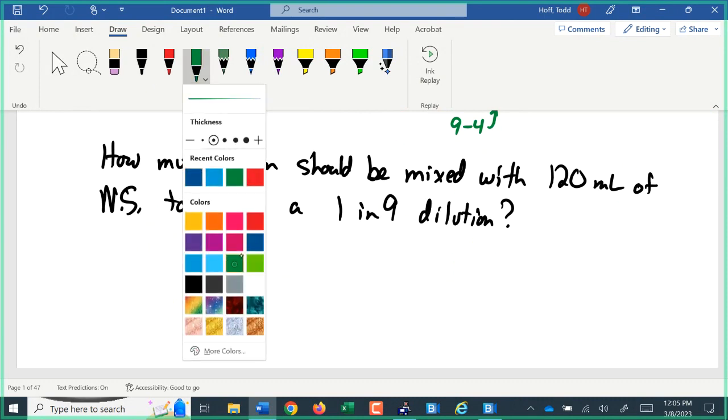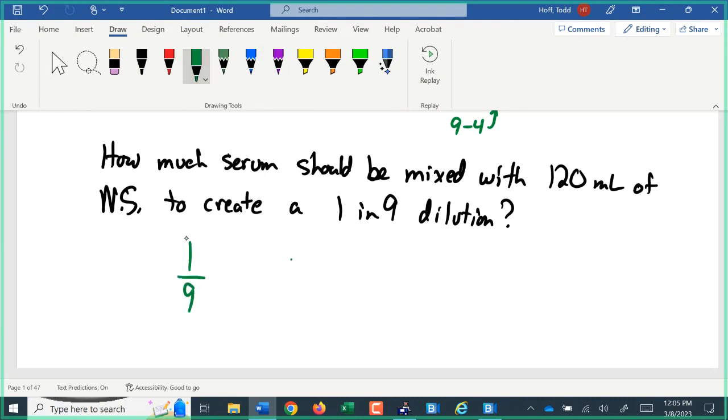So again, our dilution of 1:9 is just a starting point. The 1 is the serum. That is what we're looking for, is the serum, but the 9 is the total solution. We're not looking for the total solution. We don't have the amount of the total solution. So we need to adjust this to be a ratio of serum to saline.